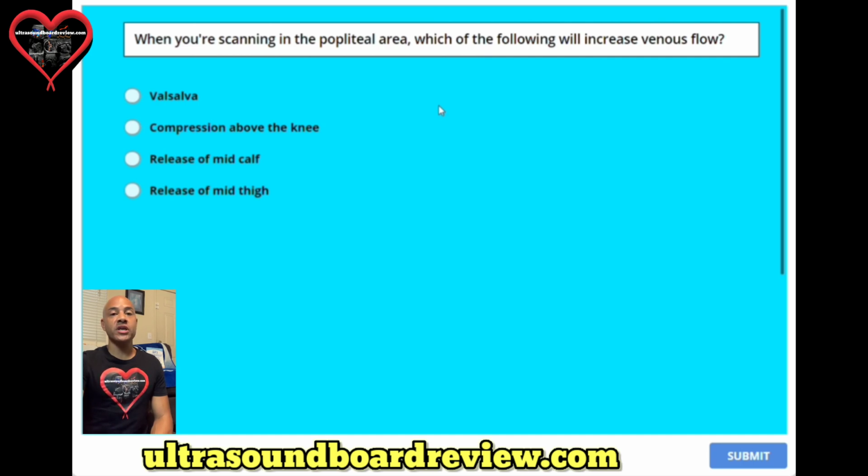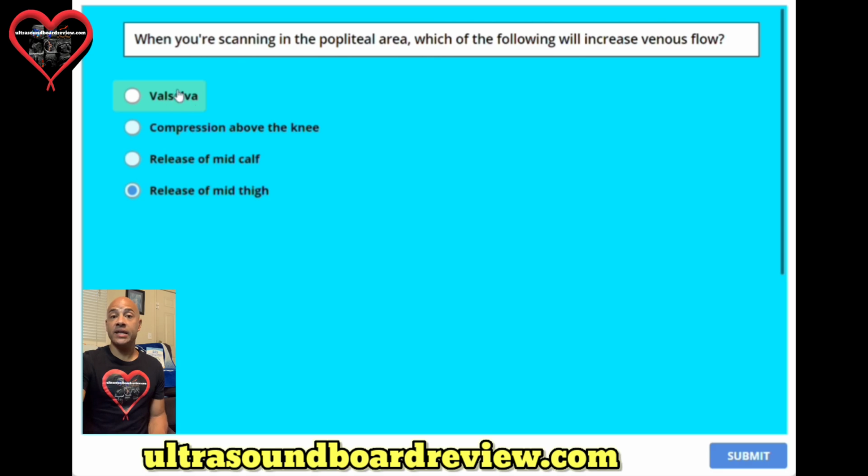This is a really tricky question. The correct answer is release of mid-thigh. A lot of people will choose compression above the knee, but this is incorrect for this question, because if you compress the mid-thigh and you're looking at the popliteal vein, this will decrease blood flow in the popliteal vein.